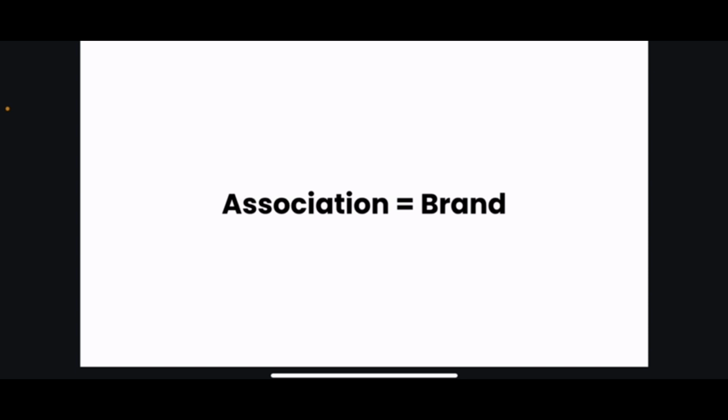Very simple, straight to the point. If you want to build a brand, build association. What do you want people to associate your brand with? Is it being professional? Then you have to find a way to make people see why your brand is professional. Do you want people to see your brand as cool? Okay, what are you going to associate yourself with that's going to make them cool?